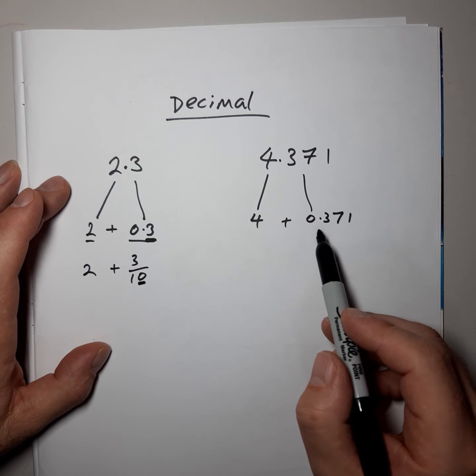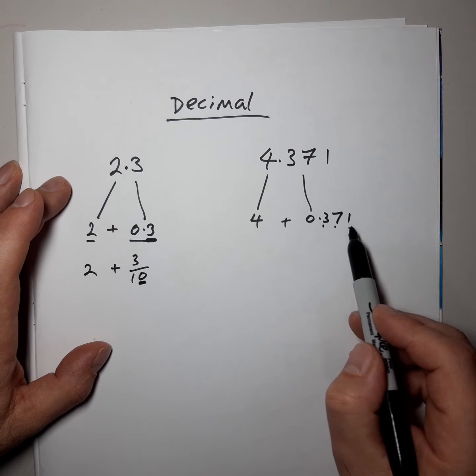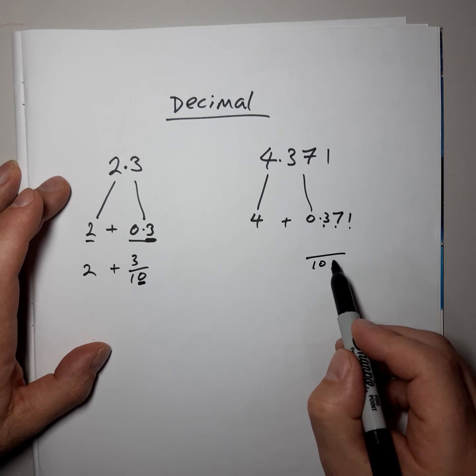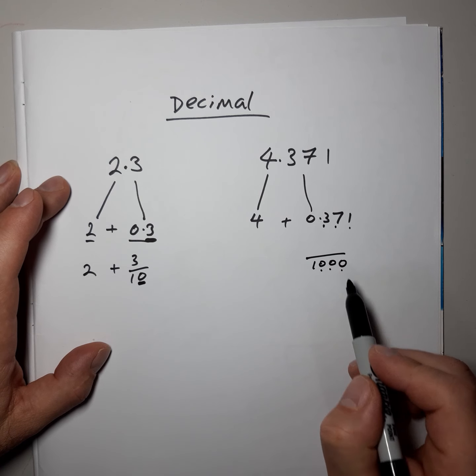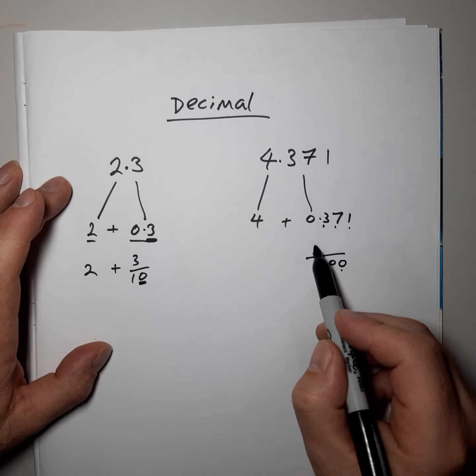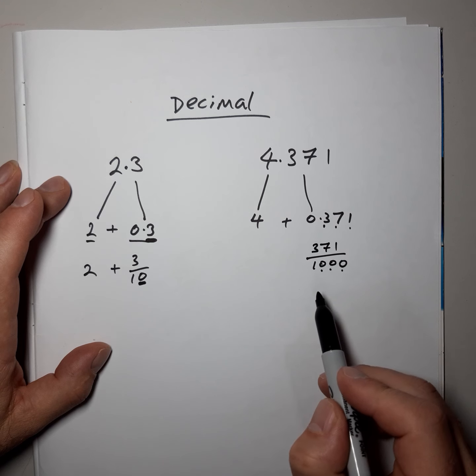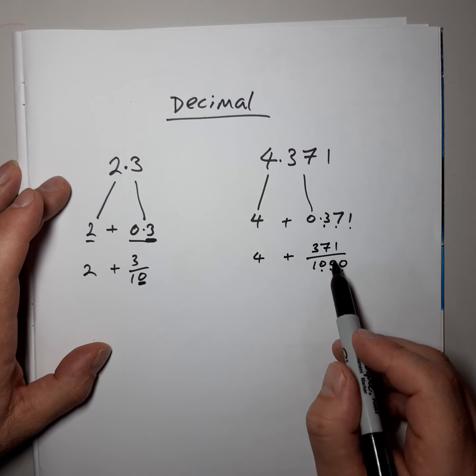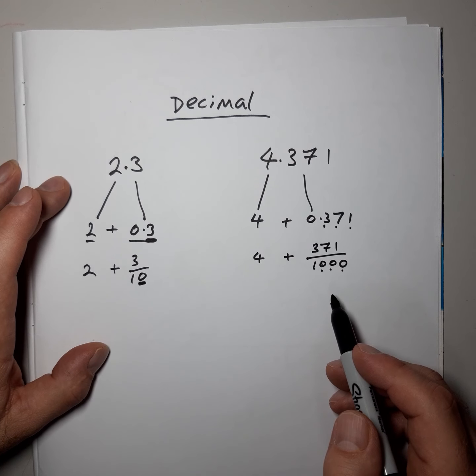Now this number here has 3 decimal places, which means the denominator, if you're going to write it as a fraction, is 1,000, because 1,000 has 3 zeros. And obviously 371 is the numerator. So the whole thing is 4 plus 371 thousandths.